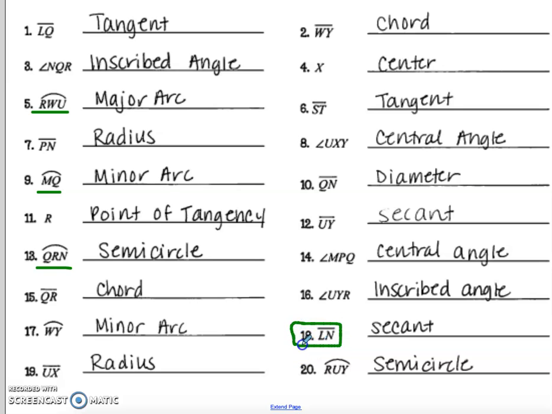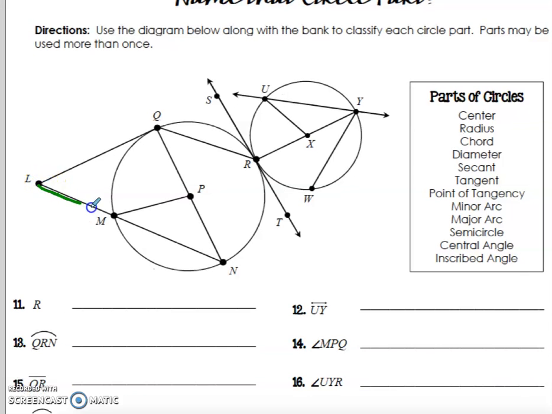Let me talk about 18 real quick because I know that confused some people in class. So if you look at 18, it went from L to N. So the biggest thing is we know it's not an angle. We know it's not an arc. It's not a point. Let's see, it's not the center. It's not a radius. So maybe we're in between these guys. So a chord goes from like M to N. It stays inside the circle. Same thing for a diameter. It stays inside the circle.